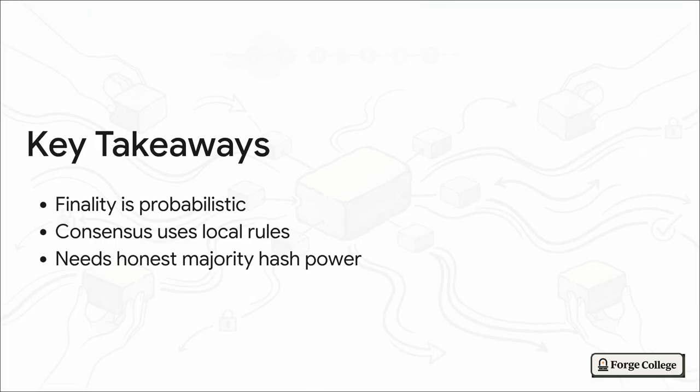Number 1, finality in this system is probabilistic. It's not instant. Every new block just makes history harder and harder to reverse. Number 2, consensus naturally emerges from super simple local rules paired with powerful economic incentives. No one is manually directing traffic. And finally, the security of this entire multi-trillion-dollar network strictly rests on the assumption of a majority honest hashing power.